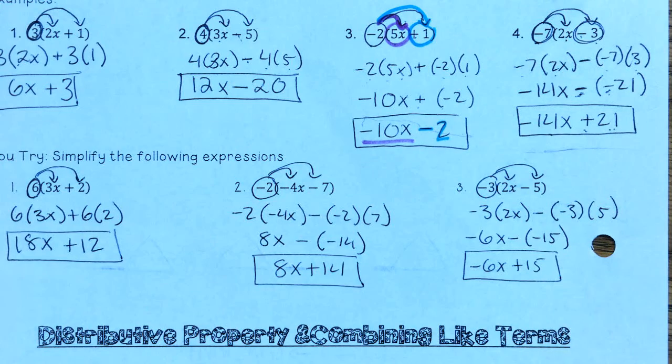All right, check your answers. Number 2 is 8x plus 14. And number 3 is negative 6x plus 15. Are there any questions on 2 or 3?